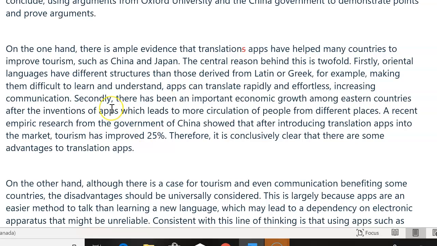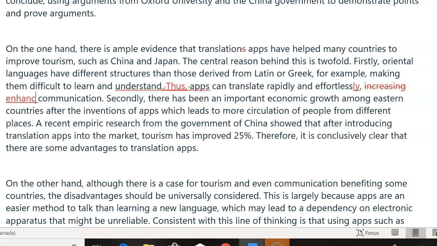And you need a linking word here, maybe even stop the sentence because it's too long. Thus, apps can translate rapidly and effortlessly, increasing communication. I wouldn't say increasing, I would say enhancing. Enhancing, because increase means make something grow, but enhance means make it grow and improve.